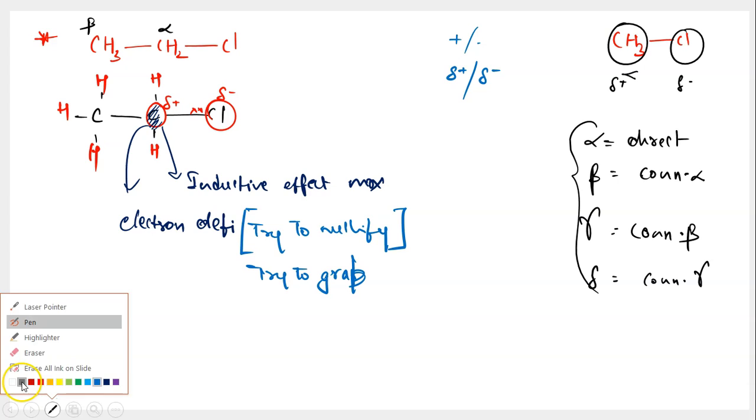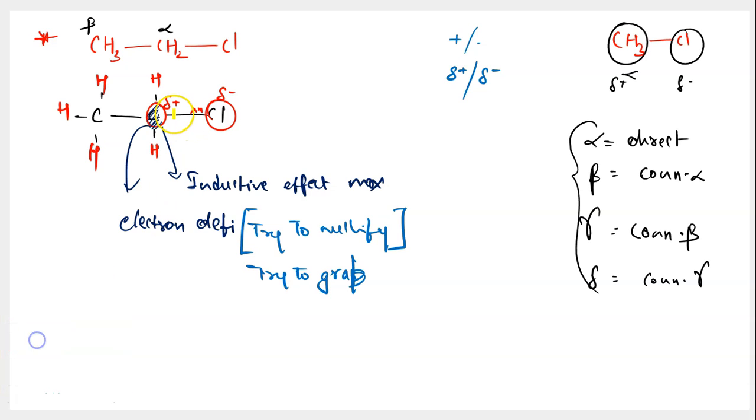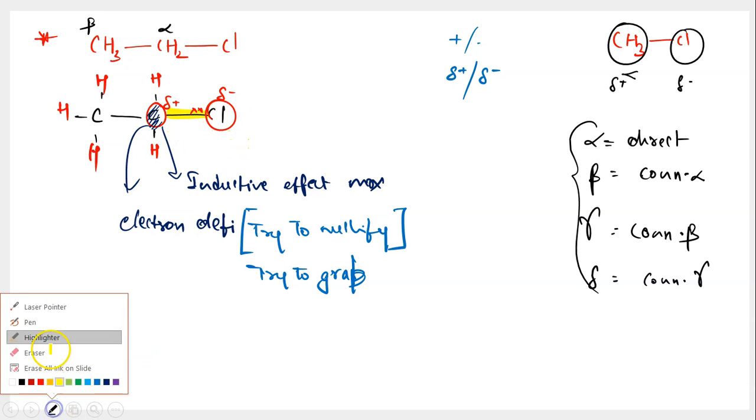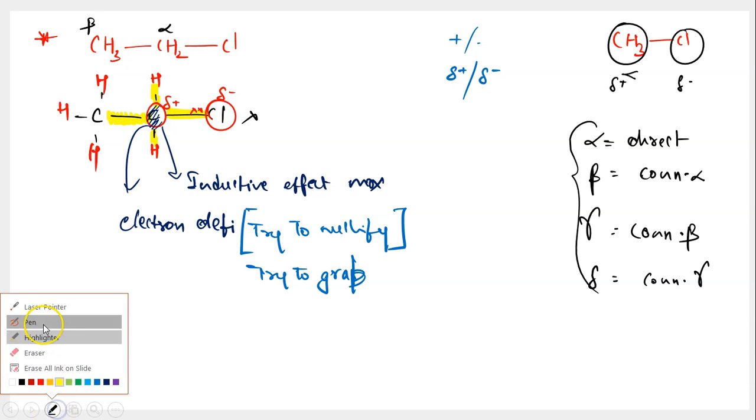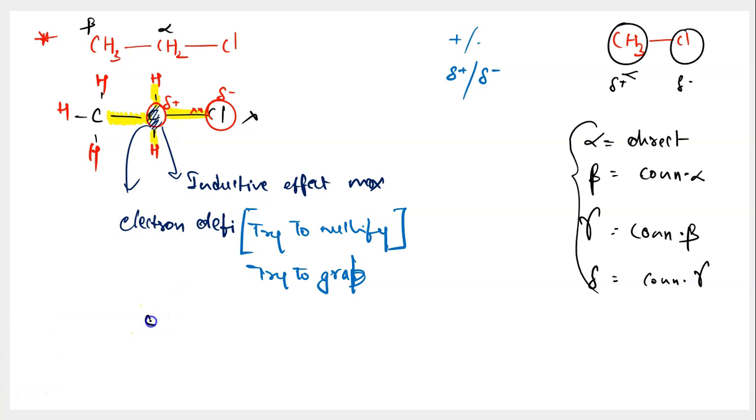Option number 1, it can get the electron from here, from chlorine. But that is not possible. Why? Because chlorine is more electronegative. Under no circumstances will it let the electron move towards carbon. So this option is lost. The second option is that this carbon can try to grab electrons from hydrogens. And the third option is that it can try to grab electrons from carbon. So there are two options left. Carbon can take electrons from hydrogens. Carbon can take electrons from the adjacent carbon.